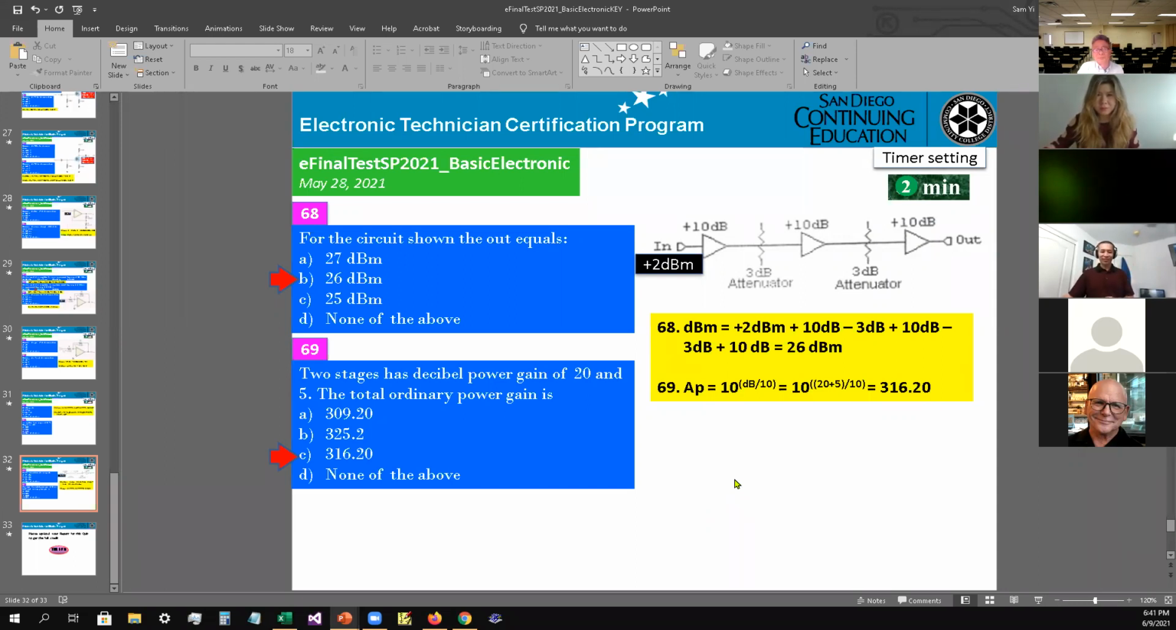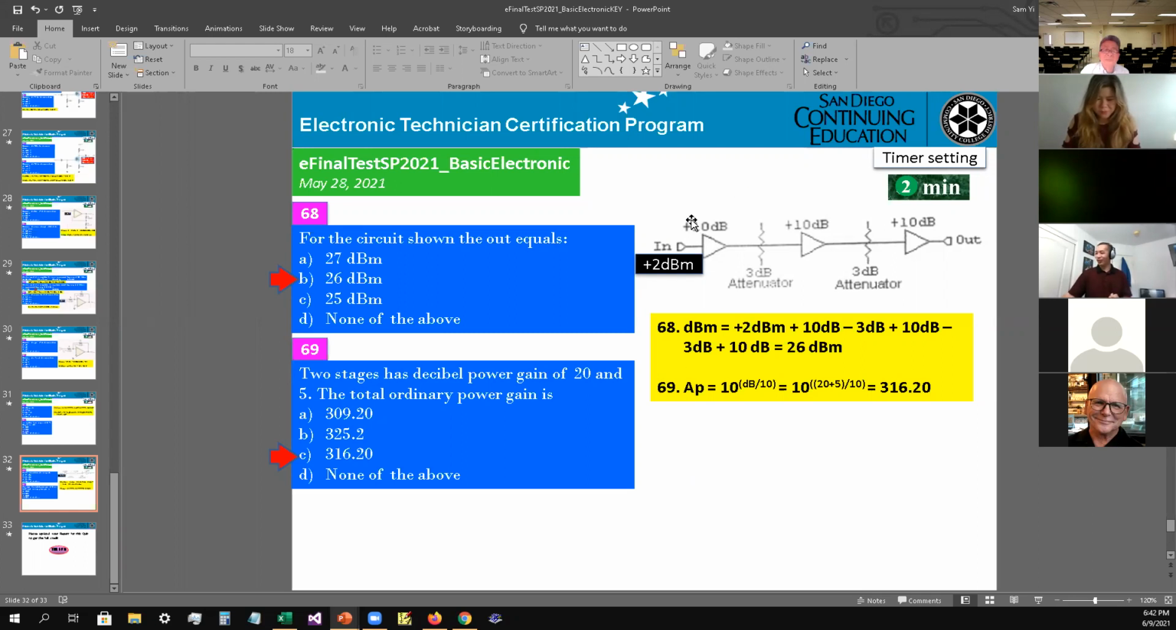Another way of looking at it is if you look at just the amplifier attenuator chain, the total gain is 30 minus 6, that's 24 dB. So whatever input you have, you just add 24 to it to get the output, whether it's 2 dBm or 3 dBm or 10 dBm. The gain of the amplifier chain is 24 dB.